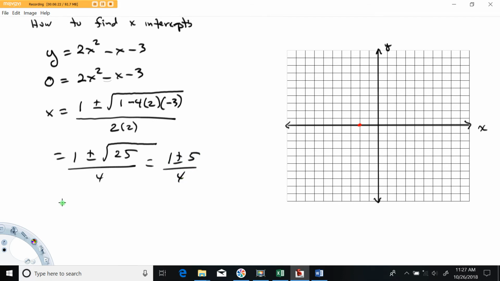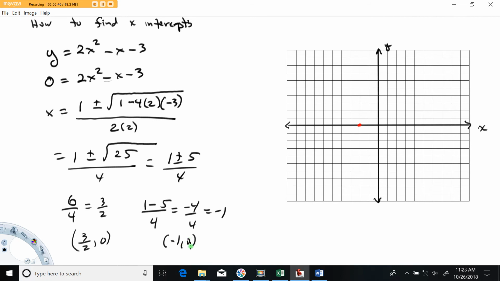Let's take them one at a time. 1 plus 5 over 4. That's 3 halves. So that's the point 3 halves, 0, because your intercept is a point. The other coordinate is 0. And then we've got 1 minus 5 over 4, which is negative 4 over 4, which is negative 1. So that's the point negative 1, 0. If I put those on the graph, I see I still have a red dot there. I'll do these in green. 3 halves, 0 is 1.5. That would be there, give or take. Negative 1, 0 here. Get rid of that dot that I don't want there anymore.